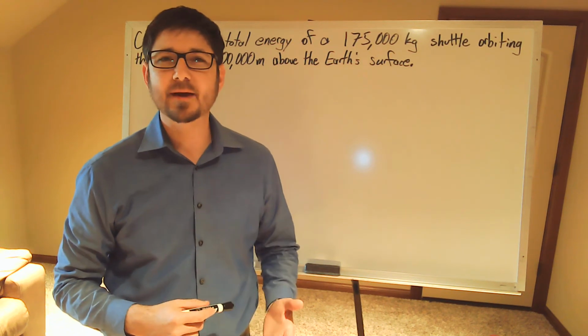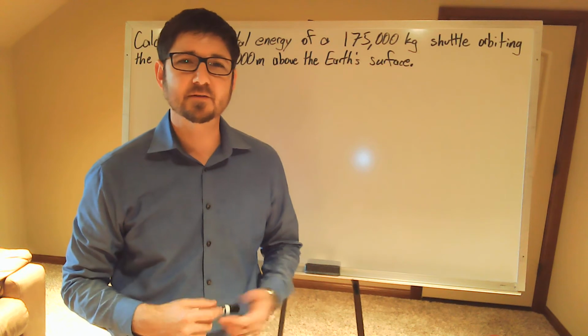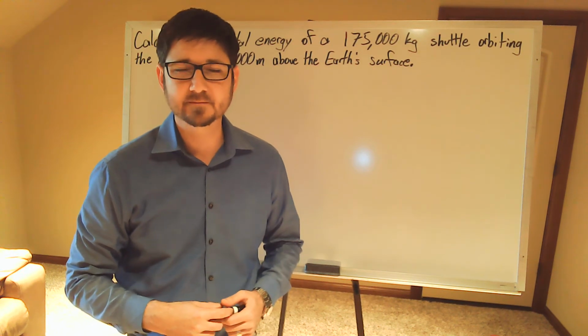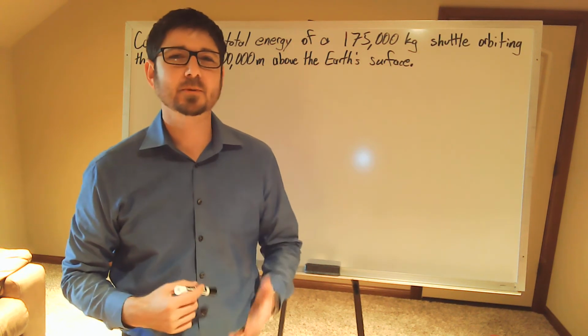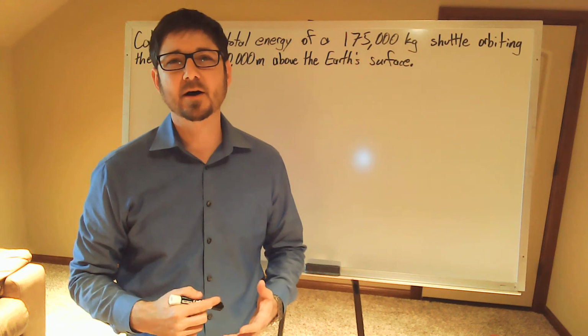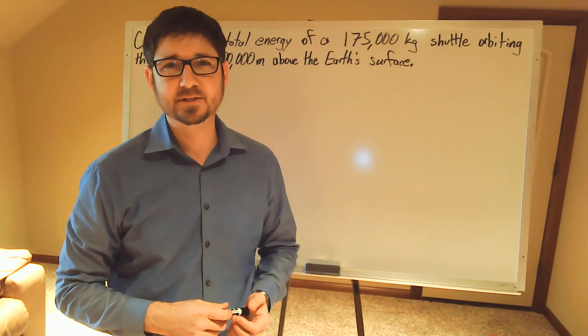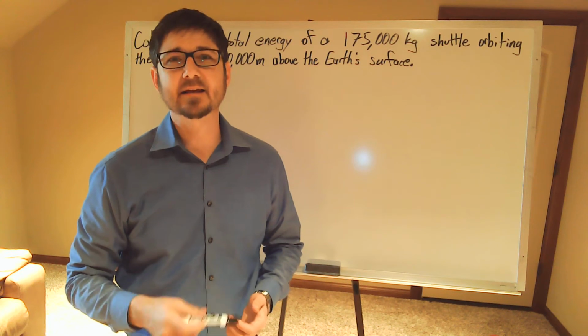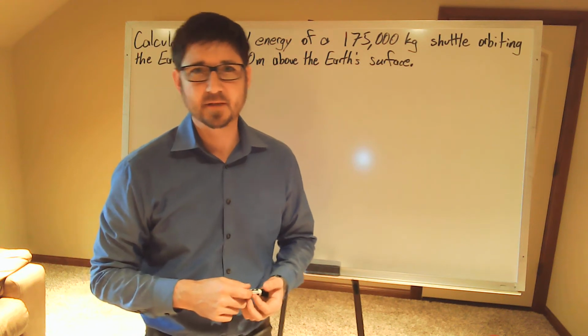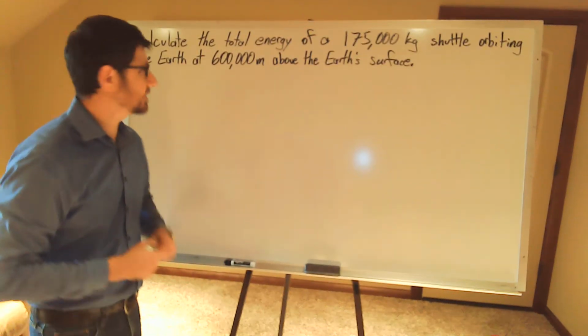So I want to show you how to calculate the total energy of an object that is orbiting the Earth. When I say total energy, this is going to be the sum of the gravitational potential energy of the object and the object's kinetic energy. So let's go ahead and get started.